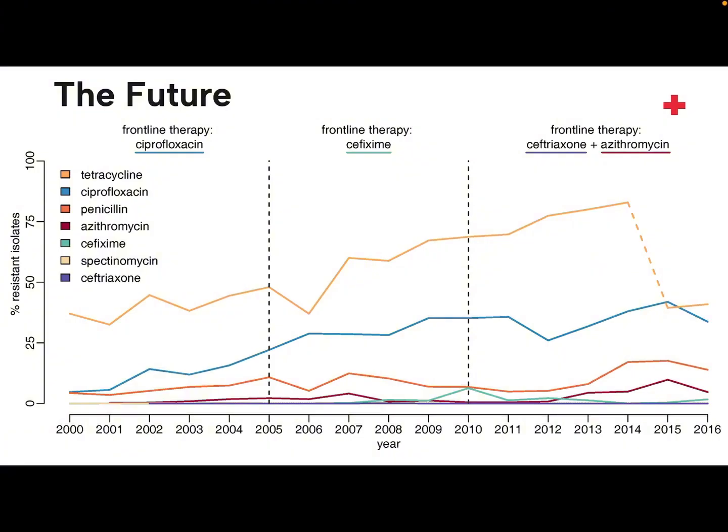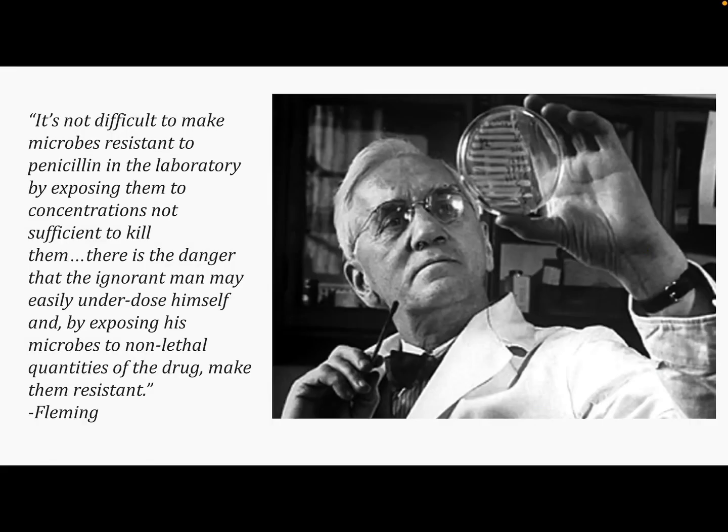But because of antimicrobial resistance, a varying number of antibiotics, including penicillin, haven't been able to treat as much as they used to be able to in the past. Fleming himself had warned against antimicrobial resistance, saying that it's not difficult to make microbes resistant to penicillin in the laboratory. He basically said that by exposing bacteria to small concentrations that don't immediately kill them, the bacteria will learn to resist penicillin, leaving penicillin overall insufficient in being able to kill the bacteria.